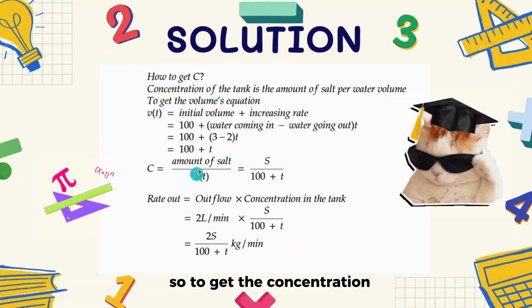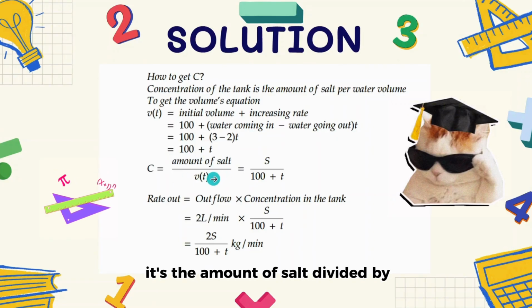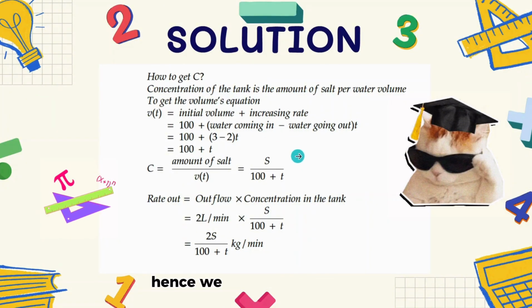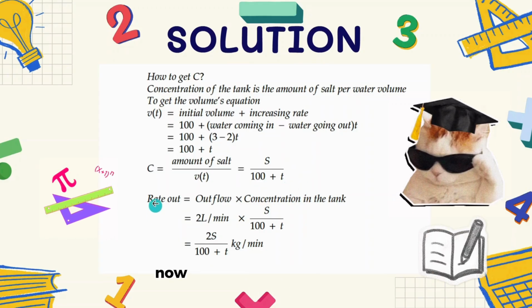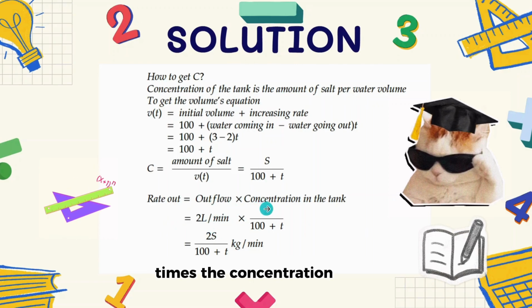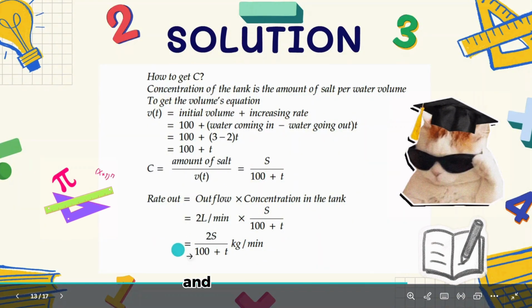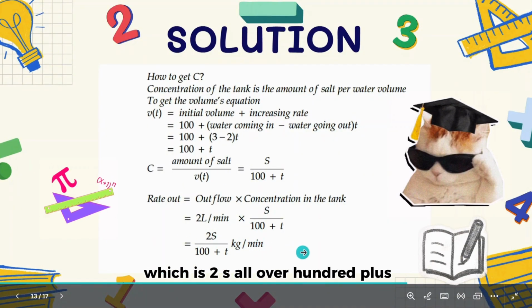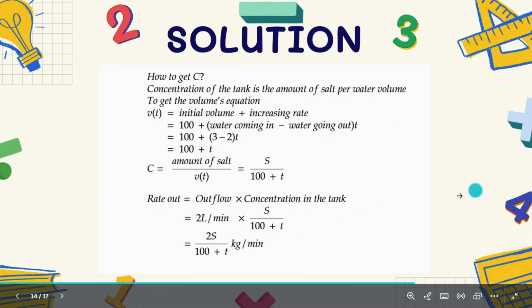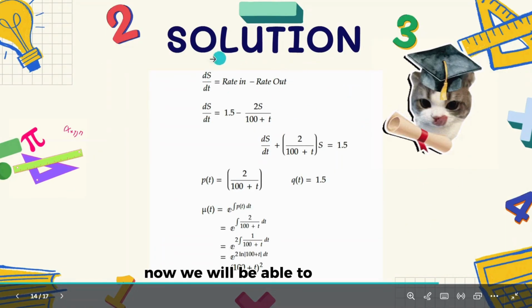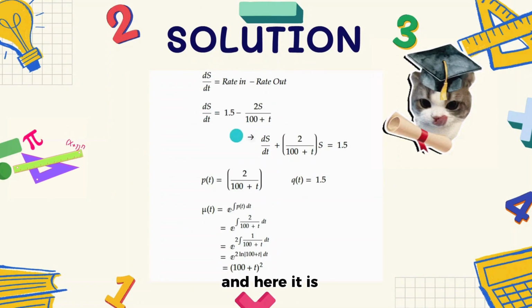So to get the concentration, it's the amount of salt divided by the water's volume. Since we do not know the amount of salt and it's going to be varying, we will just denote it as S. So it's going to be S all over 100 plus t. Now we will be able to get the rate out, which is equal to the outflow times the concentration in the tank. The outflow was already given in the question, which is 2 times S all over 100 plus t. And here is our rate out, which is 2S all over 100 plus t kilogram per minute. Now we will be able to set up our differential equation, and here it is.